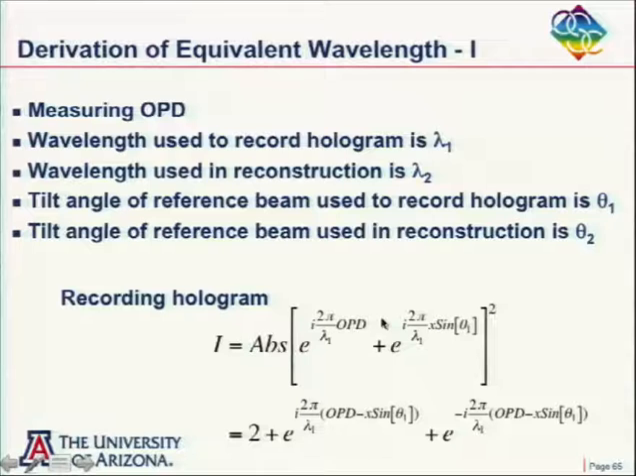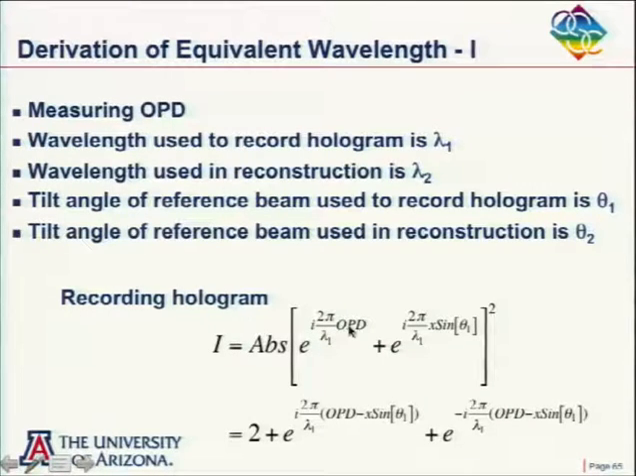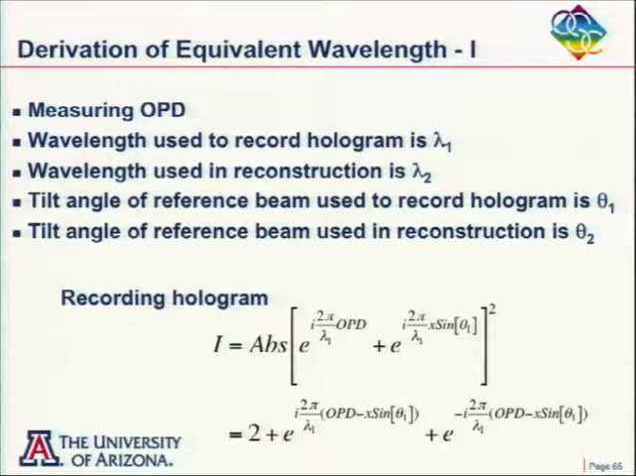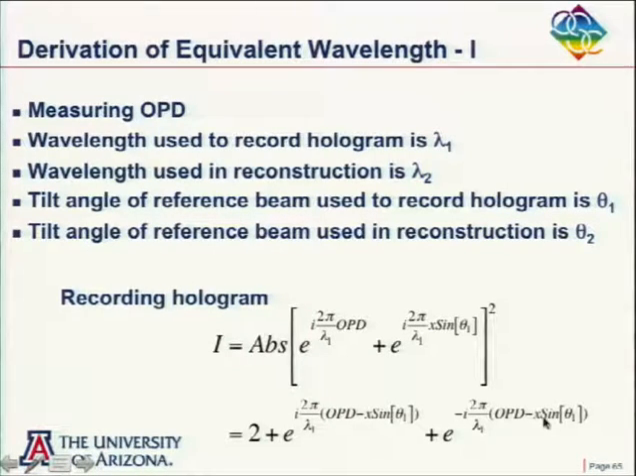So in making the hologram, we're interfering, assuming unity amplitude, so I don't have to worry about that. We have the wavefront coming from the mirror we're testing, so we can write that as e to the i 2 pi over lambda 1 times the OPD. And so the whole goal here is to measure the OPD. And then we have the tilted reference beam. So we write that as e to the i 2 pi over lambda 1 times the sine of theta 1 times x. So we're recording these amplitudes and squaring it, getting the intensity. And so we get something that goes as 2 plus e to the i, 2 pi over lambda 1, OPD minus x sine theta 1.